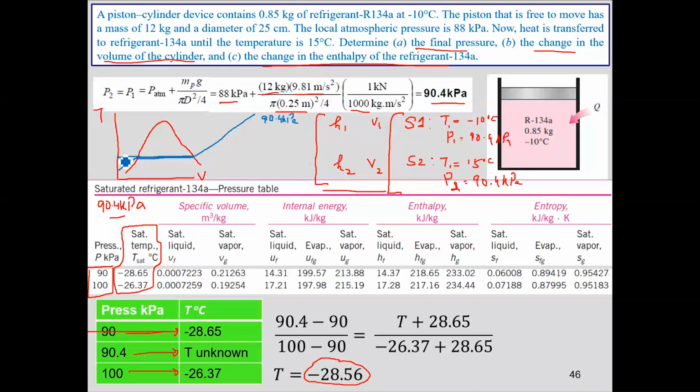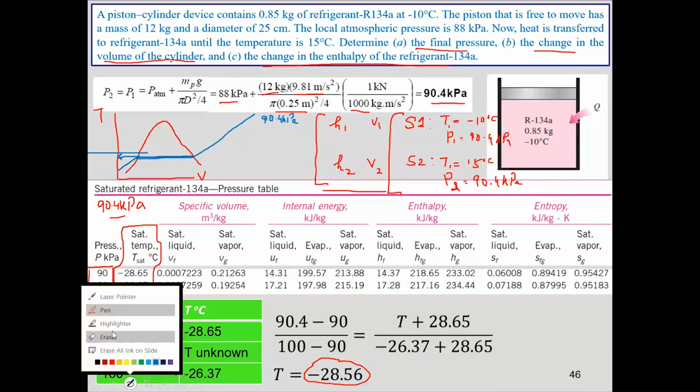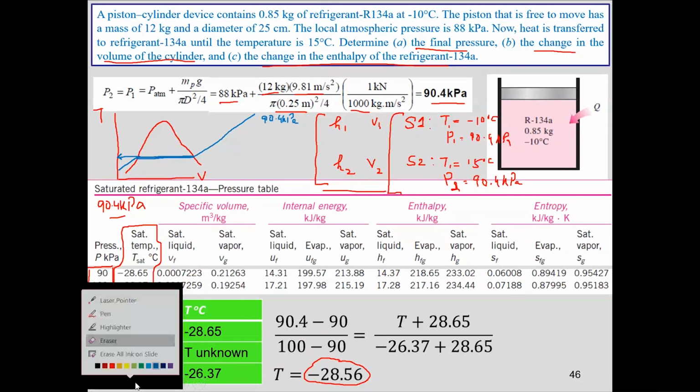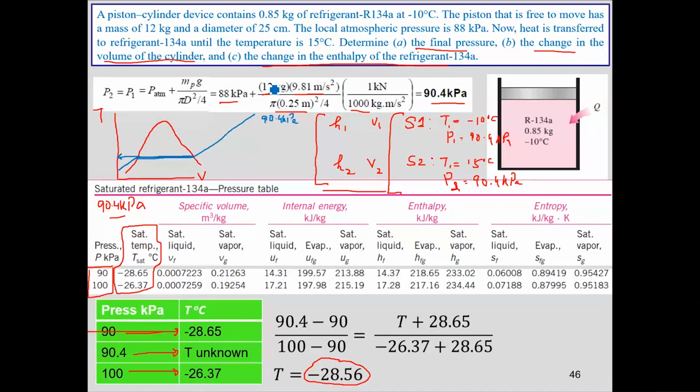For the 90.4 kilopascal line, what is this temperature? Minus 28.56. Very good. So this temperature is minus 28.56, which is the saturation temperature. Now, for my state 1, what is the temperature? Minus 10 degrees centigrade.